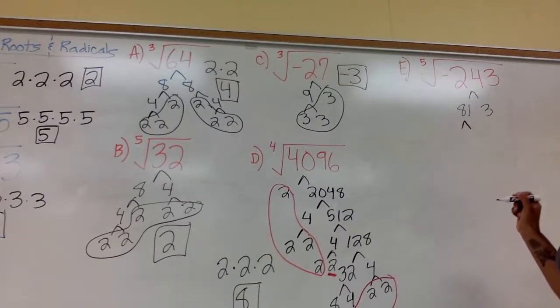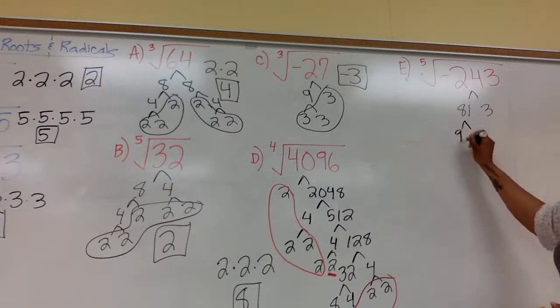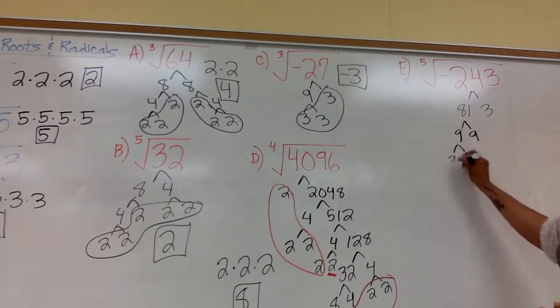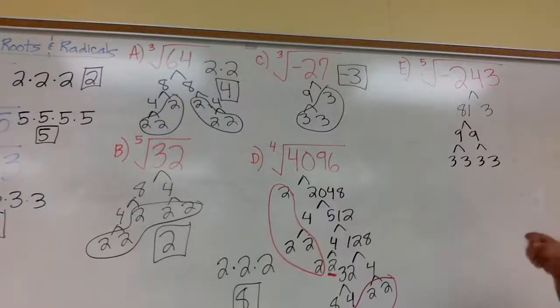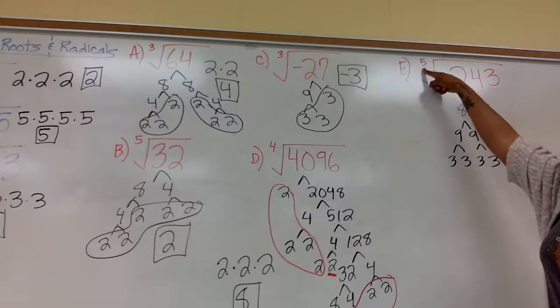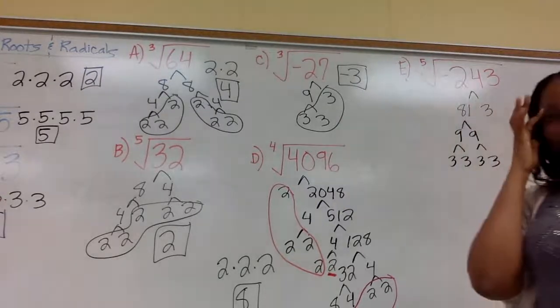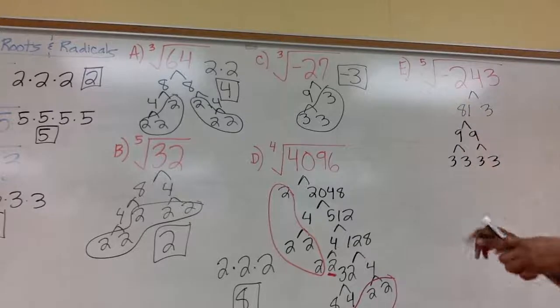I'm going to break down 81. That's going to be 9 and 9. Break down this 3. Break down this into 3. So I'm looking for 5 of the same number. My index on the outside is 5. So my index is 5. I'm looking for 5 of the same number.